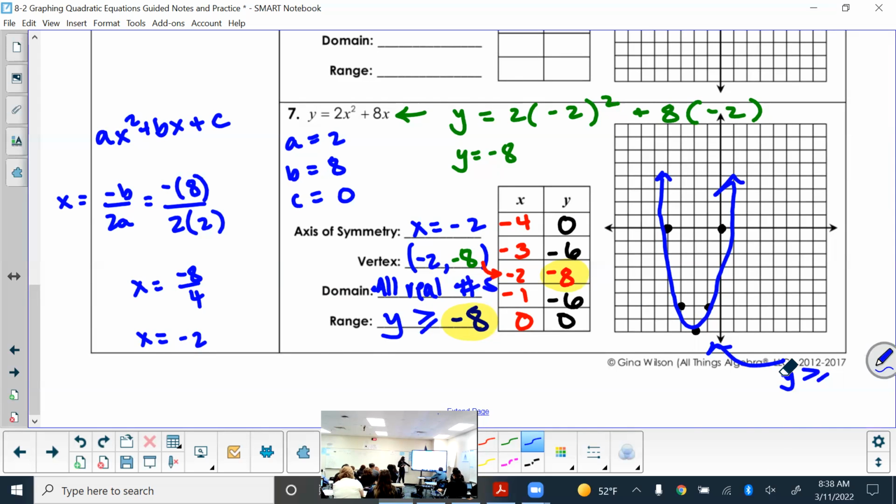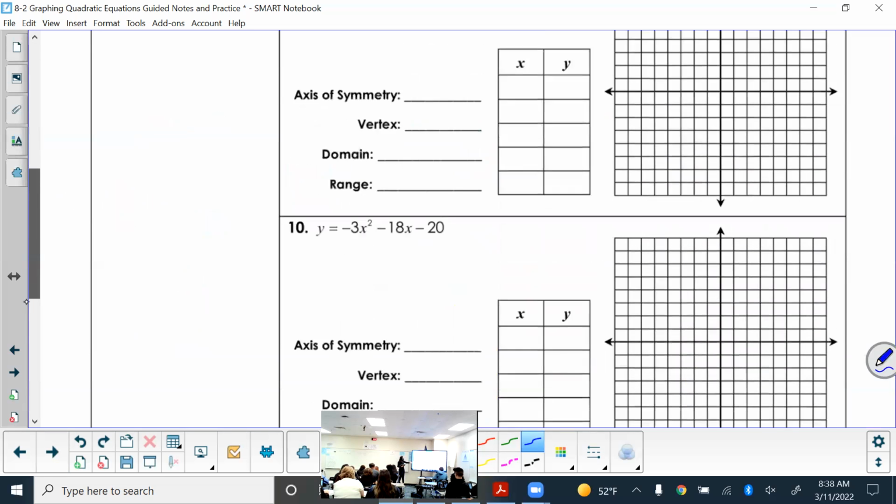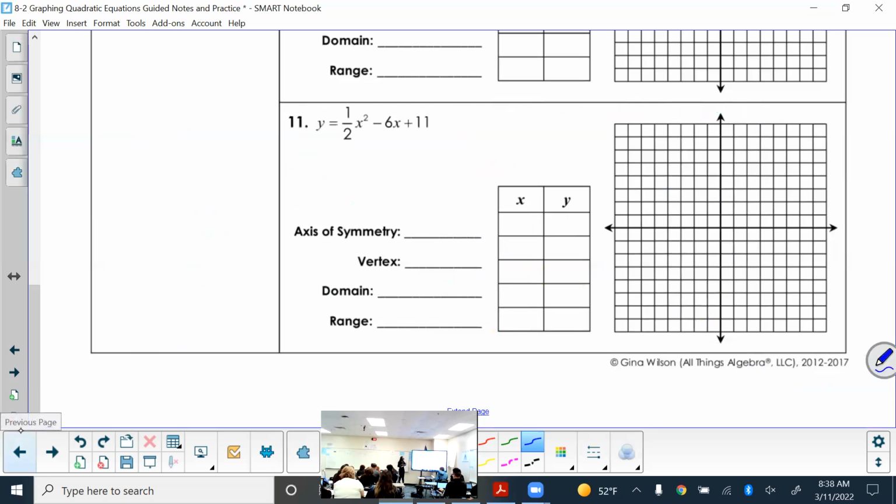Let's look at number 11, I believe it was. Because some of you might think this one's hard because it has a fraction in it. But it's the same process. You can still even use Desmos. So we're not going to do this whole thing. I think we'll just do as far as axis of symmetry. But what is my A of this one? What's my B? And what's my C?